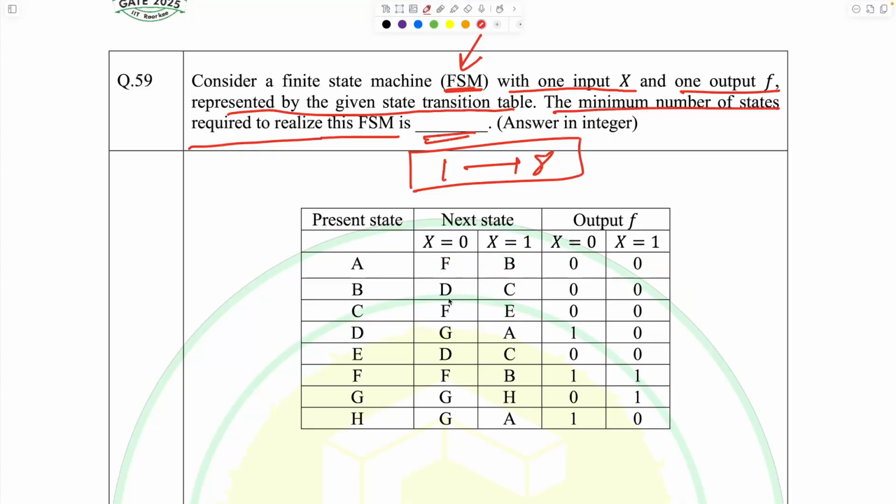Now DC. Is DC present in any other place? So we're considering DC. Is DC present over here? No. DC present over here? No. DC present over here? Yes.